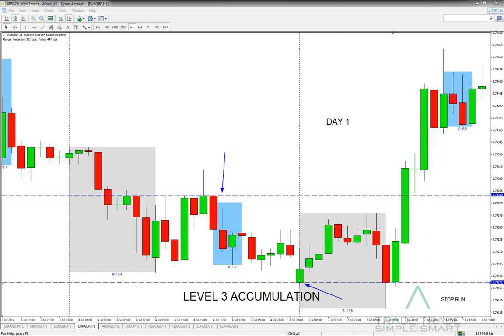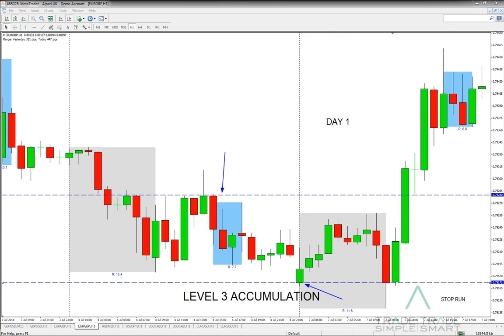So leading into day 2 or day 3, however long the accumulation takes place, we'll be looking to trade the manipulation on both sides of the market, because we have no idea as to what the intention of smart money is during this accumulation process. And just like with the intraday, only a manipulation to either side of the range is going to give us a clue as to what it is they are accumulating.